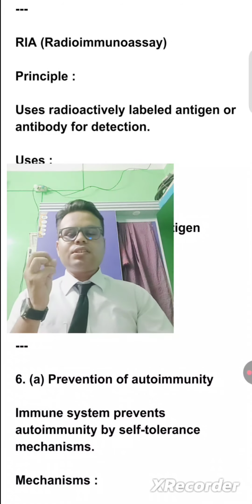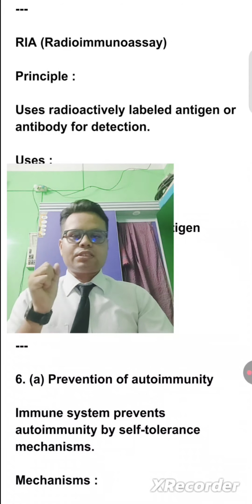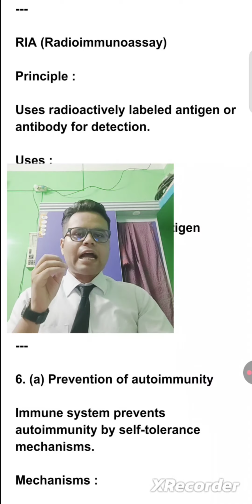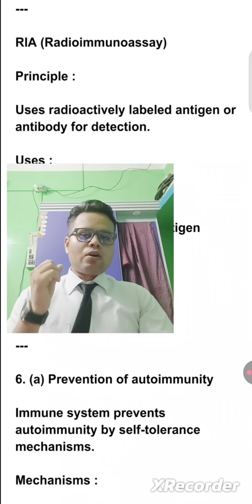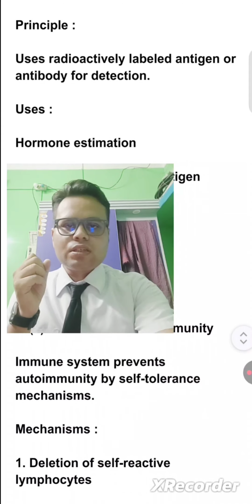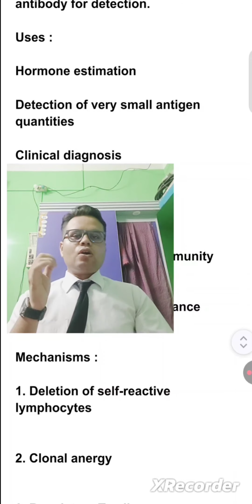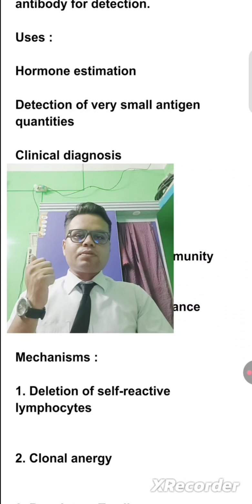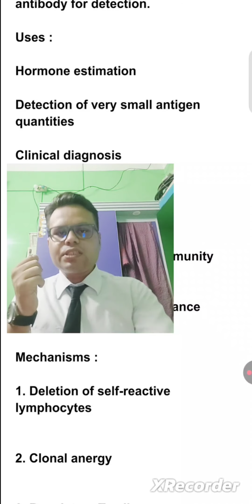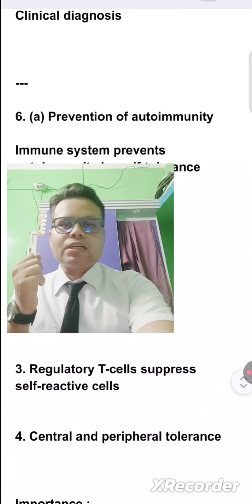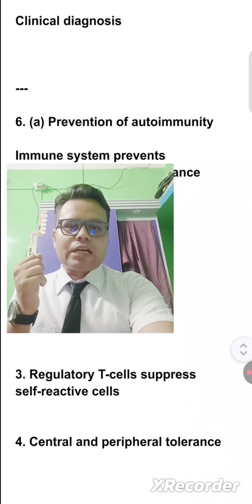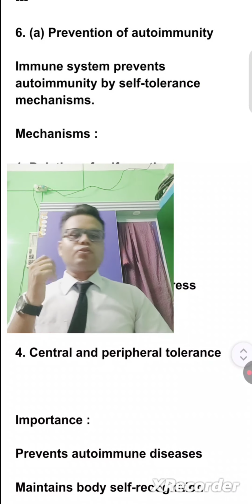In radioimmunoassay, the principle is very clear, class: uses radioactively labeled antigen or antibody for the detection, and the uses are very simple. Hormone estimation, detection of very small antigen quantities, clinical diagnosis are included in it. After that, prevention of autoimmunity.